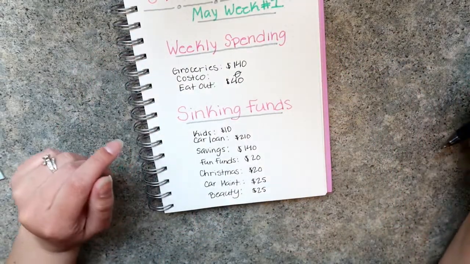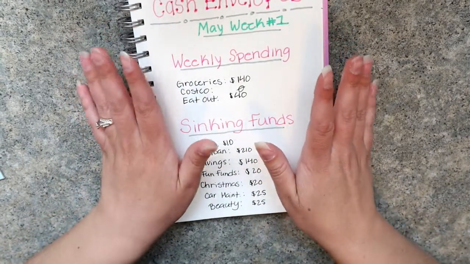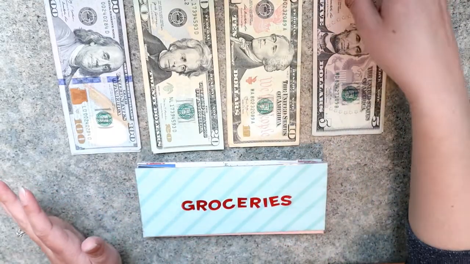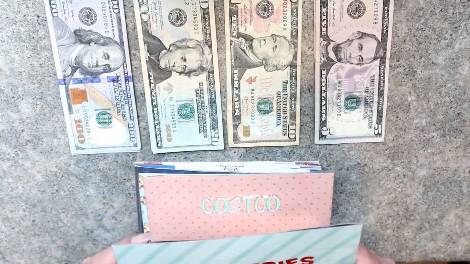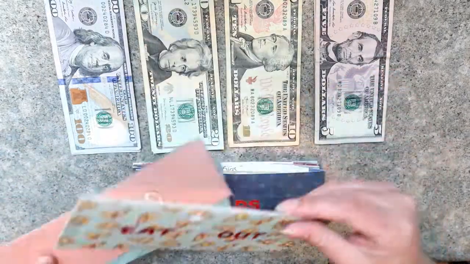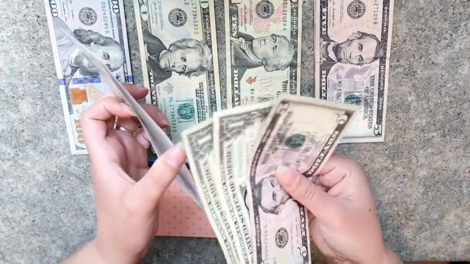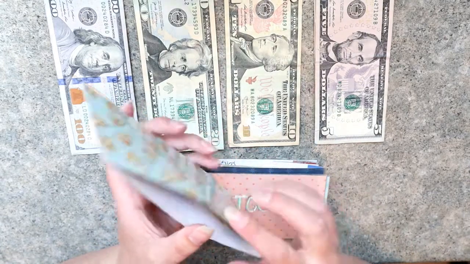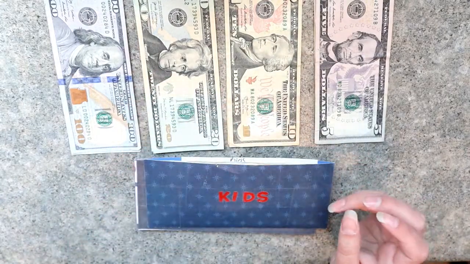cash envelopes. And now I will get the cash envelopes and cash all set up here for you guys, and we will get to stuffing those envelopes. Okay, so we've got our cash here and our envelopes, and of course groceries, Costco, and eating out are not going to get anything stuffed. And of course I still have the $7 in my eat out envelope, just to save. So these ones will not be getting stuffed today.